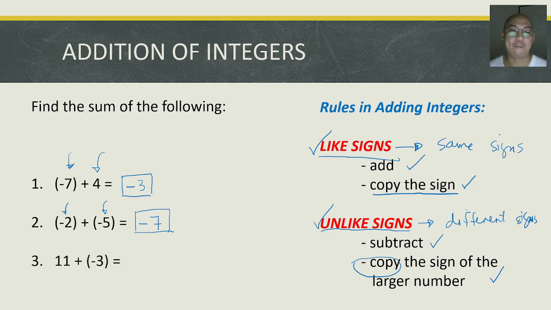Next, example 3. We have 11 plus negative 3. So check the signs first. We have positive 11 and a negative 3. So they have different signs, and we're going to follow the rule of unlike signs. First, subtract: 11 minus 3 is 8. And copy the sign of the larger number, which is 11. Since 11 is a positive number, the answer is positive 8, or we can say just 8. 8 or positive 8, they are just the same.